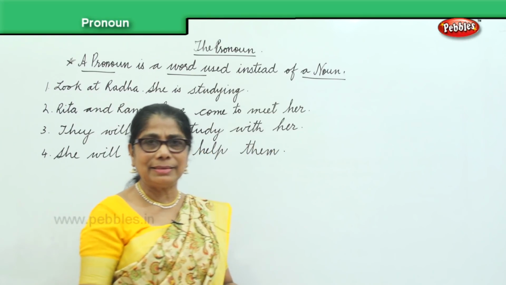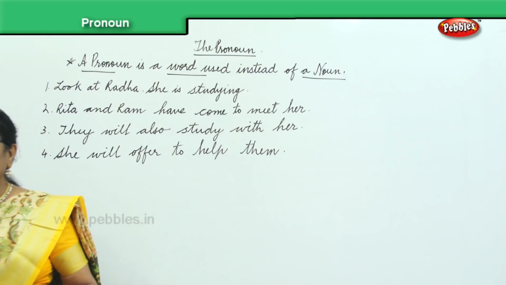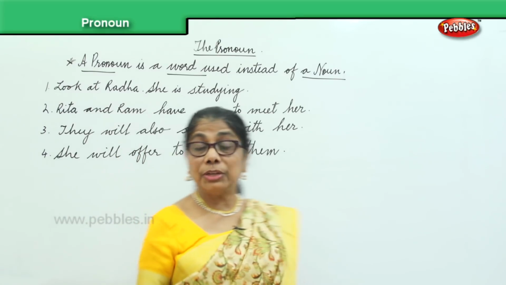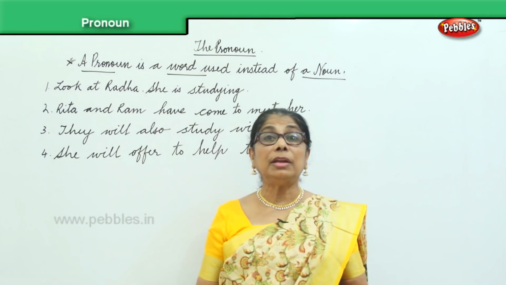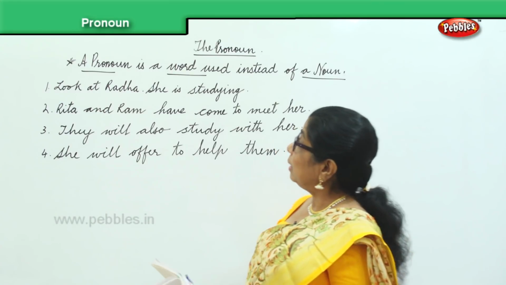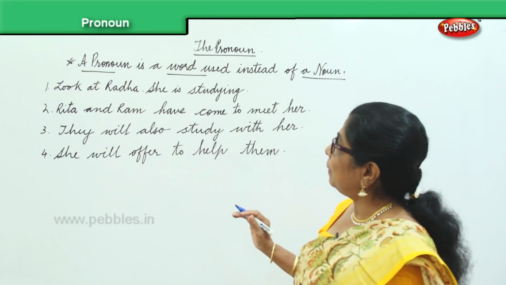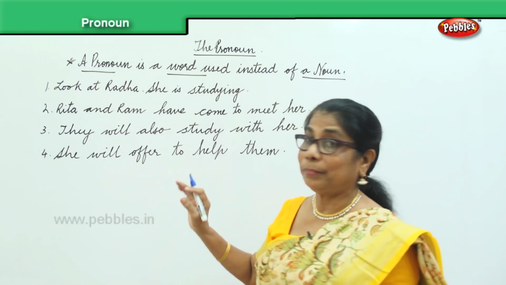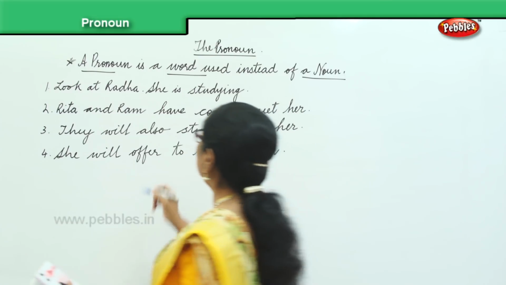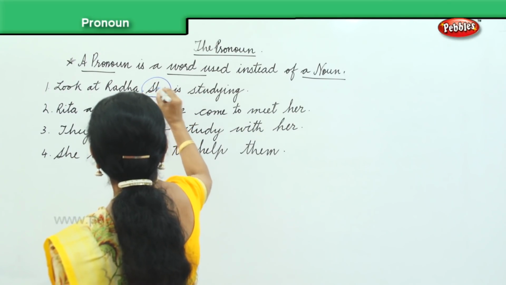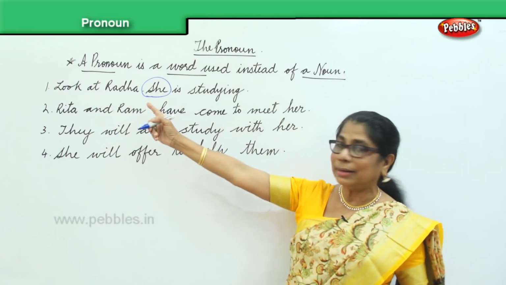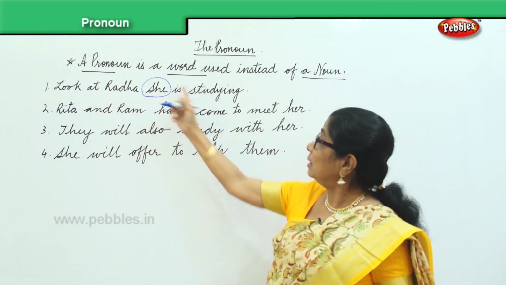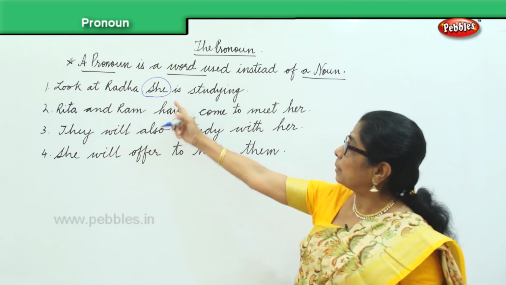So we have a few sentences here, and let's look at them. We said a pronoun is a word used instead of a noun. So now let us look here. Which are the nouns? Which are the pronouns? Now, look at Radha. Radha, that's a proper noun. Now, she is studying. So we found she. This is a pronoun. We have used she instead of Radha. Instead of saying Radha is studying, she. So she is a pronoun.